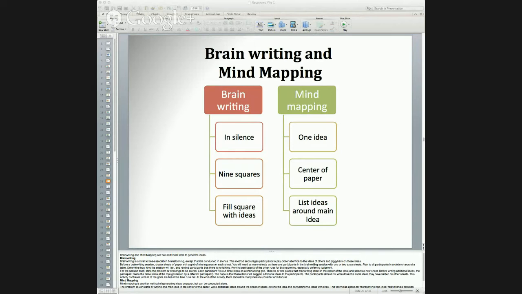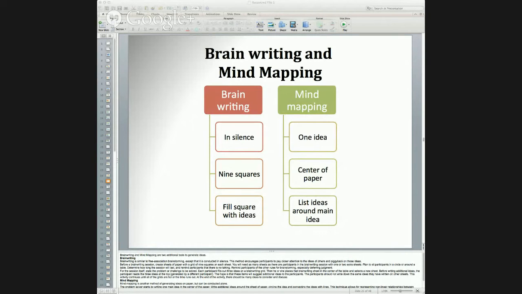The participants should not write down the same ideas that they have written on the other sheets. This activity continues until all of the grids are full or the time runs out. At the end of the activity, there should be many ideas to consider and discuss.